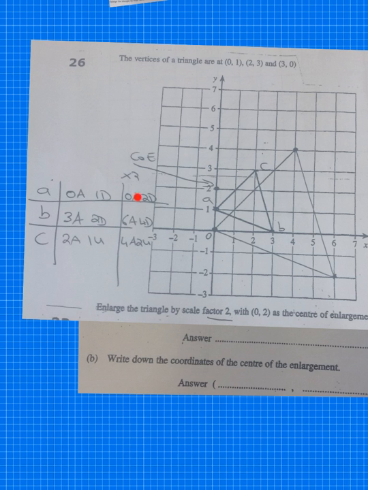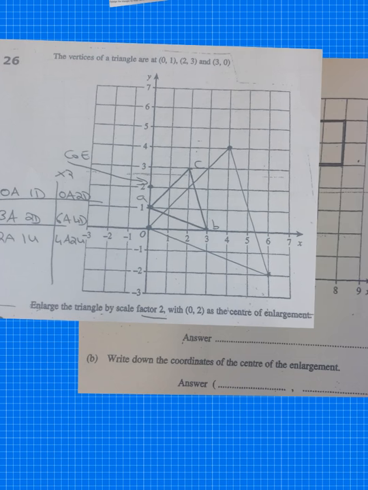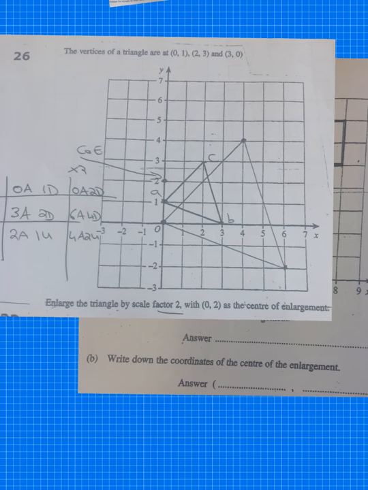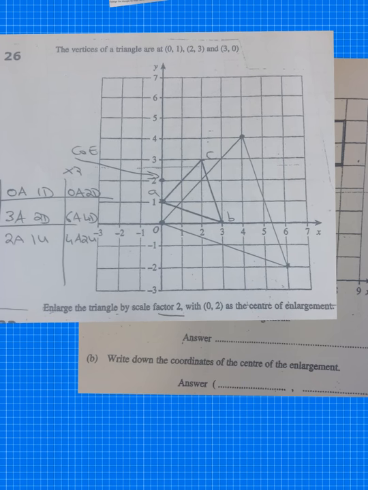This now becomes 0 across 2 down. This becomes 6 across 4 down. This becomes 4 across 2 down. And what we do then is, from the centre of enlargement again, always from the centre, we plot 0 across and 2 down, which gets to this point here.